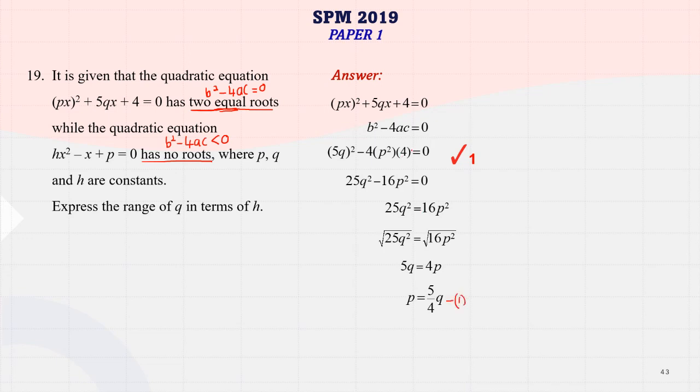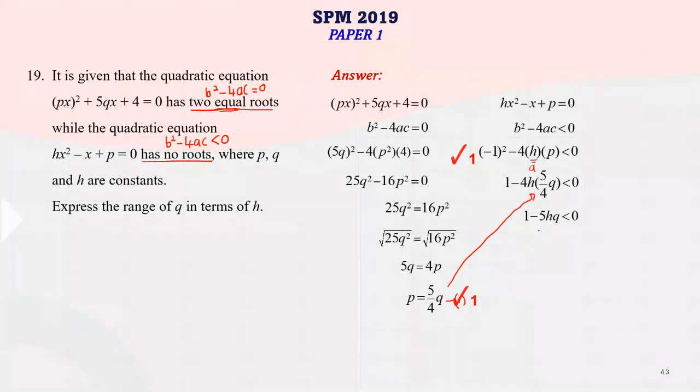Now we go to the second one, for the no roots. Okay, for this hx we use b² minus 4ac less than 0. So we will get negative 1, because of negative 1 here, right? Minus 4ac. a is h, c is p. So when we solve for that p, we substitute it here. Okay, we will get this: 1 minus 5hq. So you will get at the end q is greater than 1/5h.